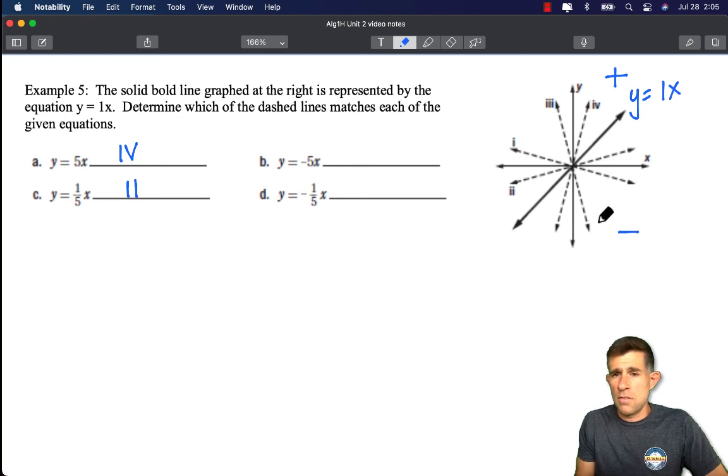Next are my 2 negative slopes. The more steep one here is going to be 3. And then my less steep one here, or the one that's closer to 0, would be -1/5 x, and that is going to be my graph here of 1.